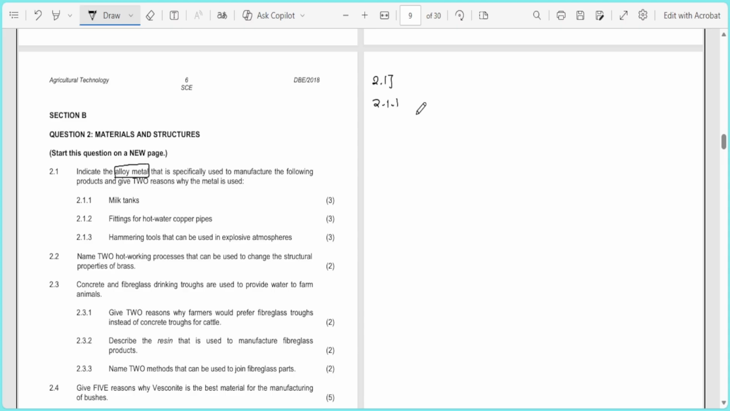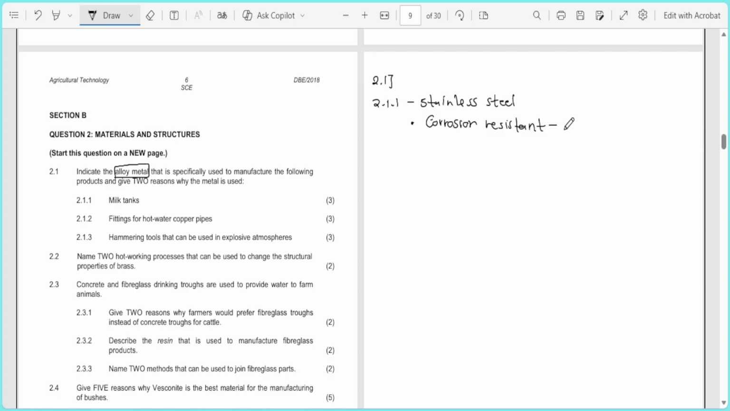Okay, so for milk tanks, it's going to be stainless steel. Stainless steel is used. Now for the reasons, there are several reasons, but since they are asking us to provide 2 reasons as to why the metal is used, I'm going to provide 2 reasons. The first reason is that it is corrosion resistant.